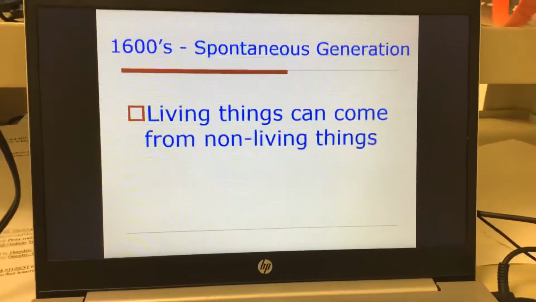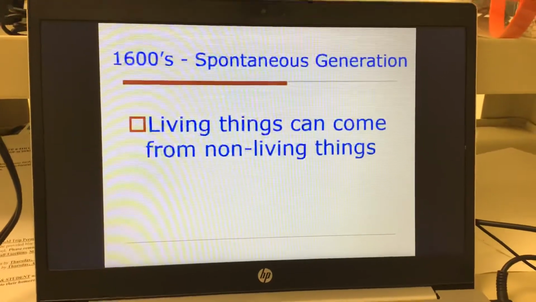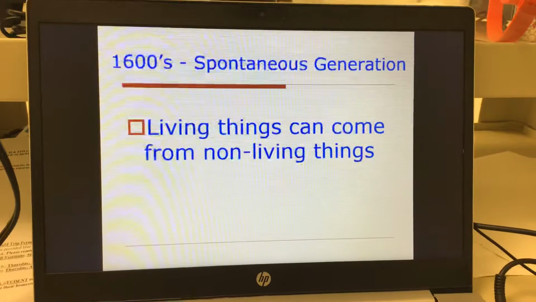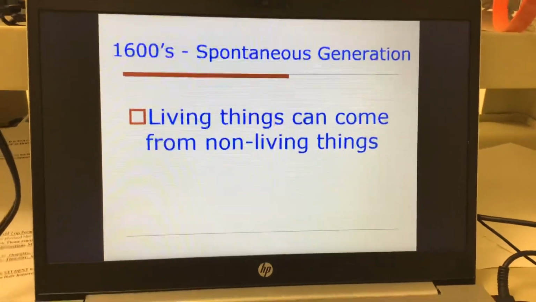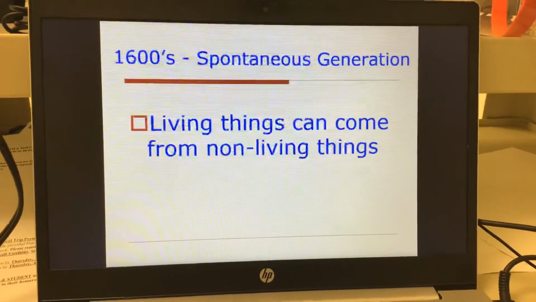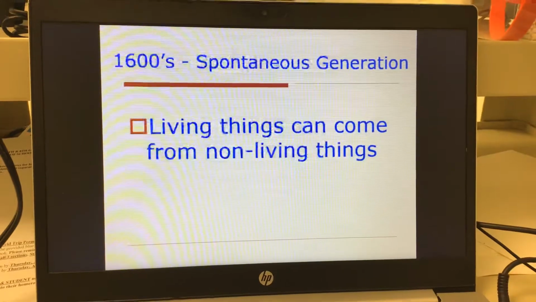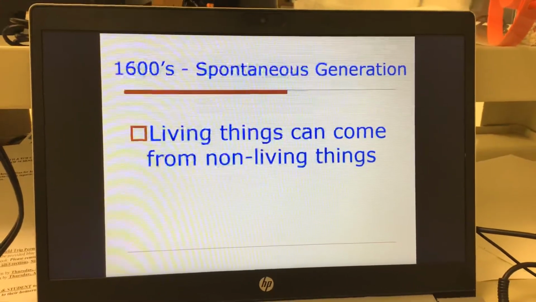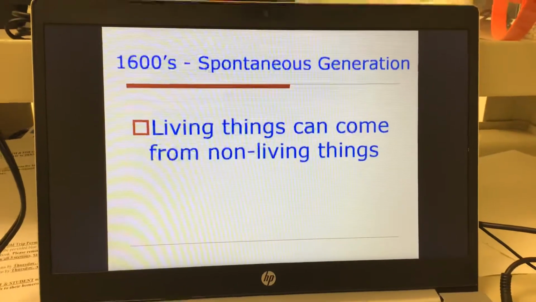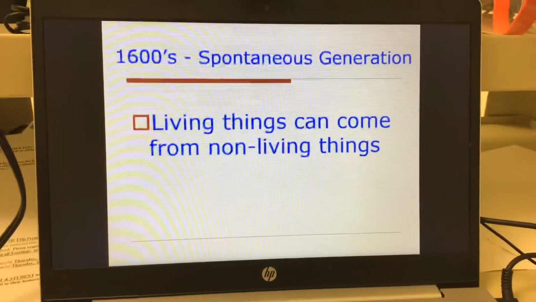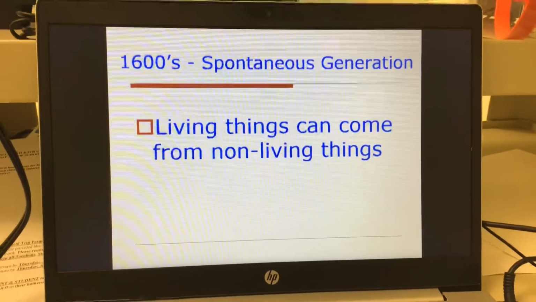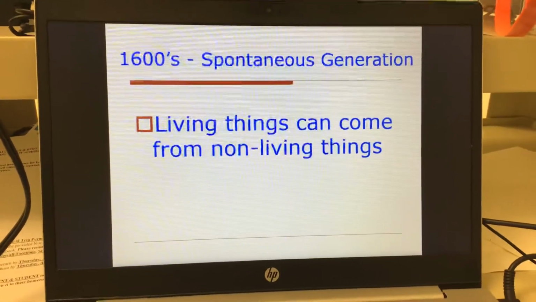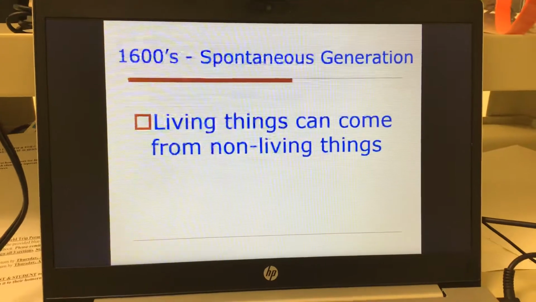One of them was, if I have a pile of grain, a pile of corn, sitting in my barn, what do you think that attracts? Mice, yeah. Well, what they thought is that if you had corn, mice would just poof, come from corn. But that's not the case. What it did is it attracted them. The mice were some other place and they migrated there.